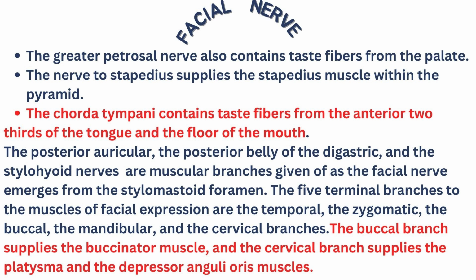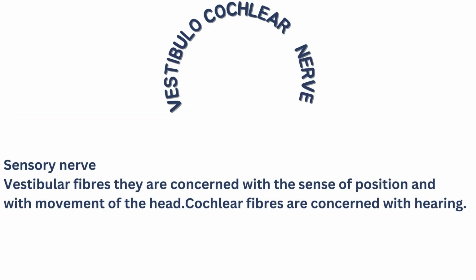The posterior auricular nerve, the nerve to the posterior belly of digastric, and the stylohyoid nerve are other muscular branches, and there are 5 terminal branches, that is temporal, zygomatic, buccal, mandibular, and cervical branches. The buccal branch supplies the buccinator muscle, and the cervical branch supplies the platysma and the depressor anguli oris muscle of the face. The vestibulocochlear nerve is very simple, it's a sensory nerve, and it has vestibular fibers that are concerned with sense of position and with the movement of the head, whereas cochlear fibers are concerned with hearing.